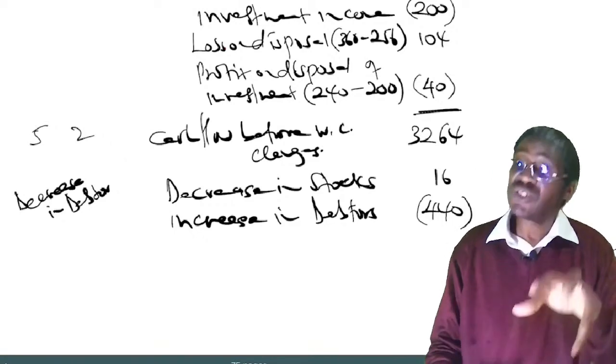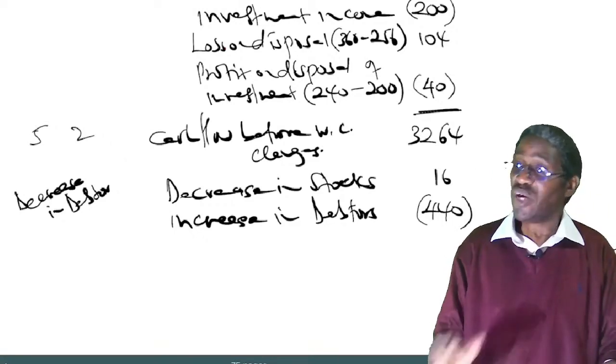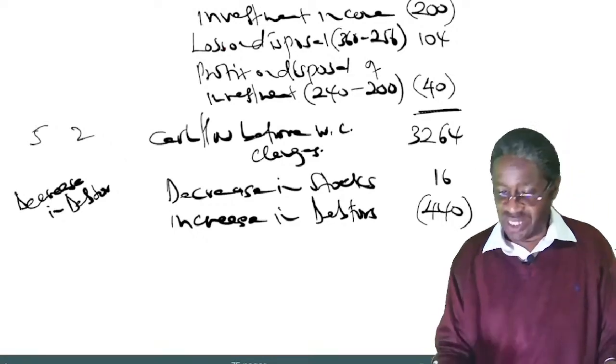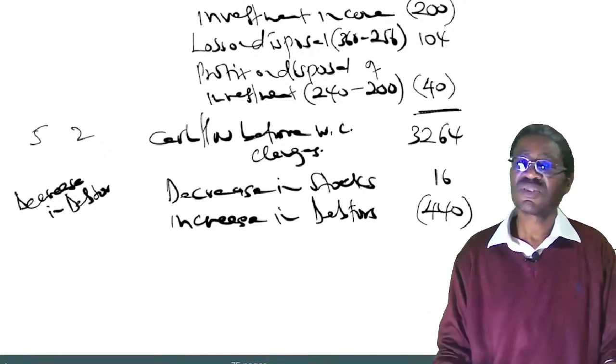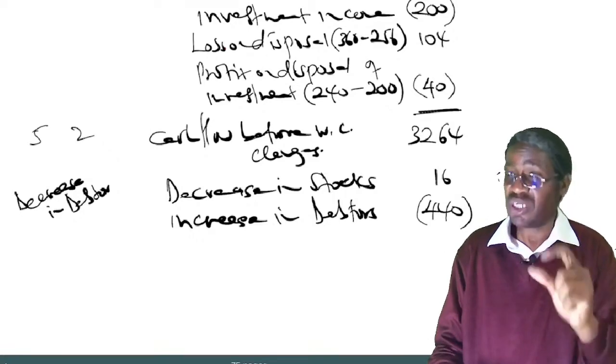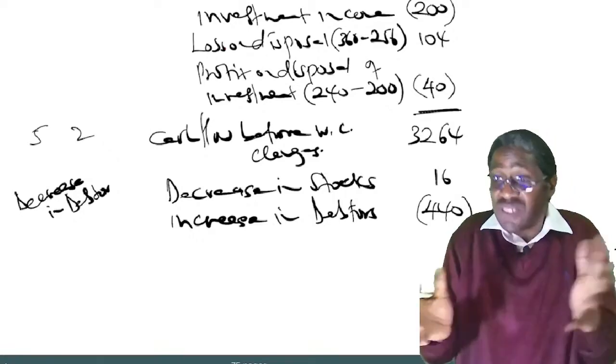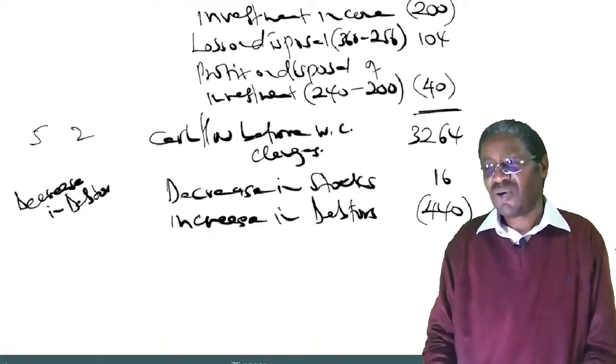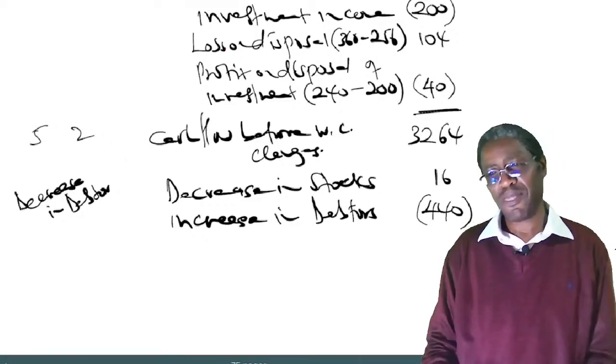So the opposite is true. So when I know that the opposite is true, I just come and minus. But in true sense, I may not know the reasoning behind it. Why is it that we are minusing?